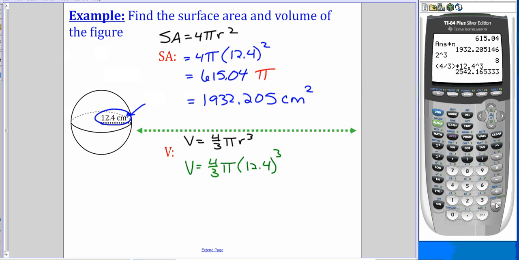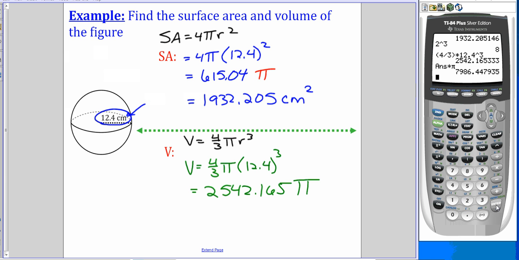So when I do that, I get 2542.165 pi. So don't forget there's a pi there. I'm going to hit times pi. And when I do that, I get 7986.447, and my units are centimeters. This is a volume, so it's centimeters cubed. So let's go on to the next one.